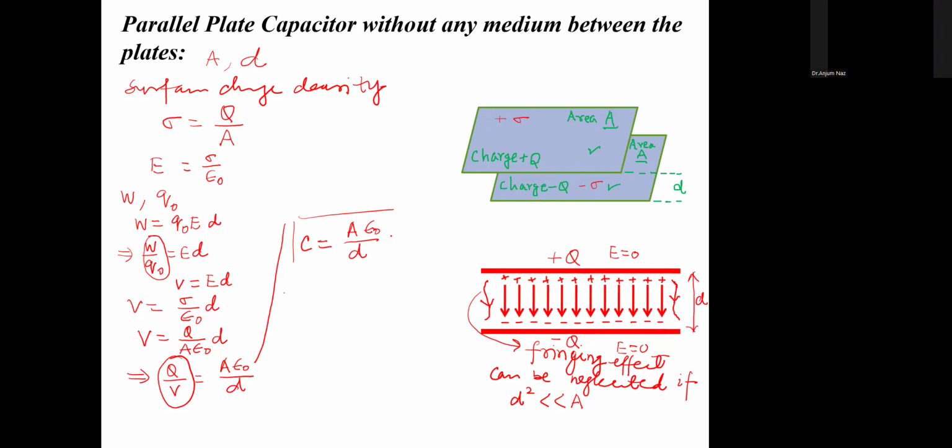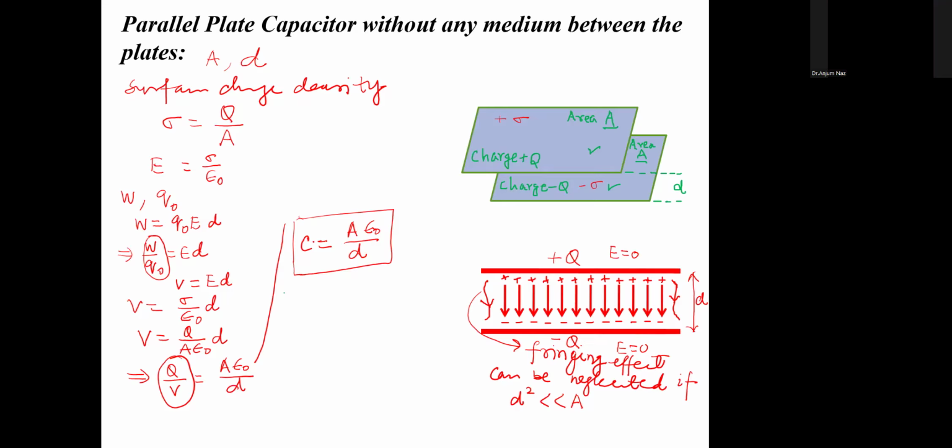So from this expression, it is clear that the capacitance of a capacitor doesn't depend upon the charges on its plate and potential difference between the plates, but it depends upon the dimensions of the plate, separation between the plates, and dielectric medium between the plates. Here epsilon naught is the permittivity of free space or vacuum. So this is the expression for the capacitance of a parallel plate capacitor having plate area A and plate separation D without any medium between its plate.